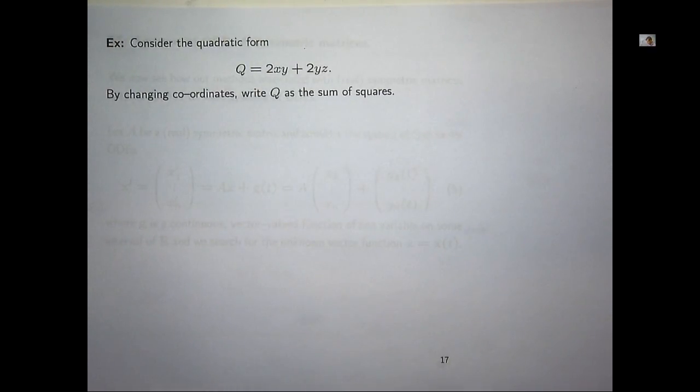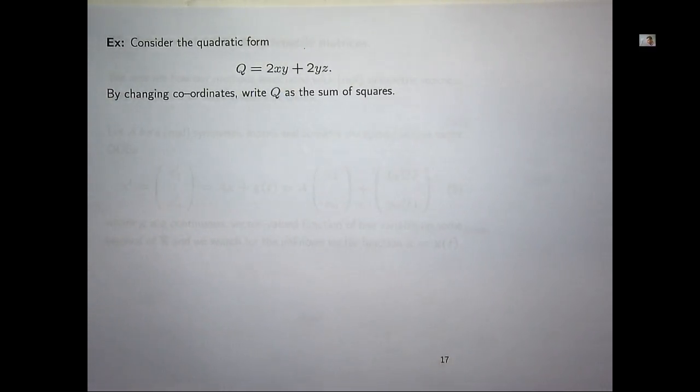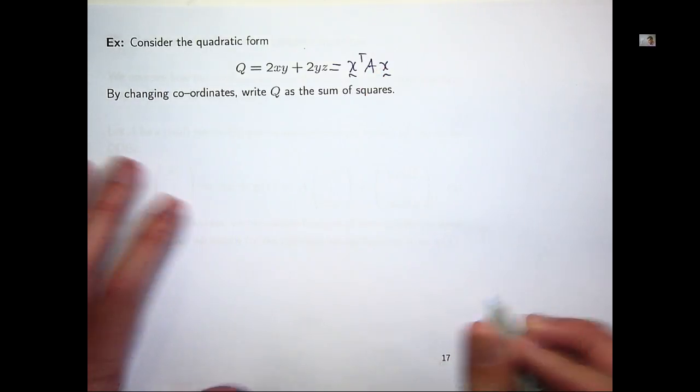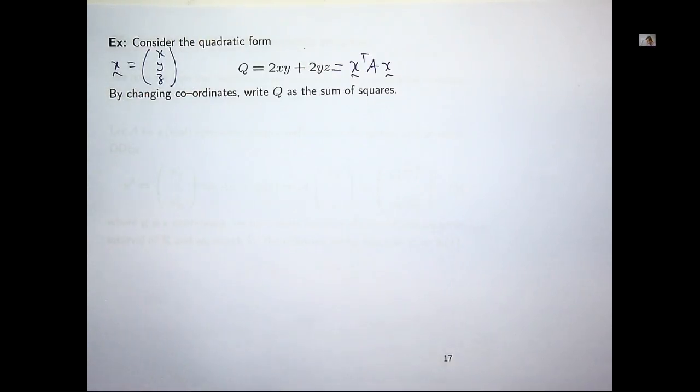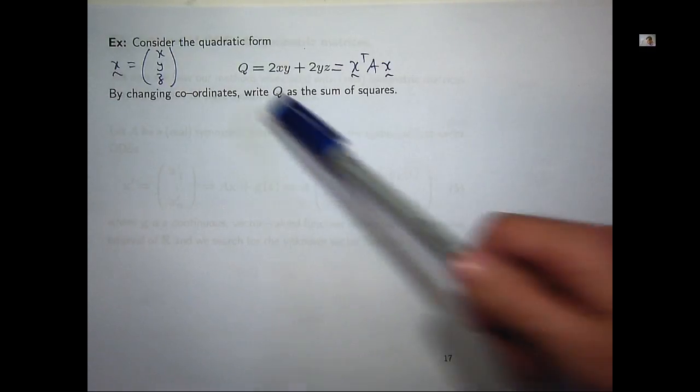By changing coordinates, write Q as the sum of squares. Okay, so the first question is, can I write this as x transpose times the symmetric matrix times x? So what I would like to do is write it in the following form, where I'm working with x, y, and z. Now, this is a bit of a challenge. I'll be working with a 3 by 3 matrix now. So how do I form a 3 by 3 symmetric matrix A to take care of this Q?